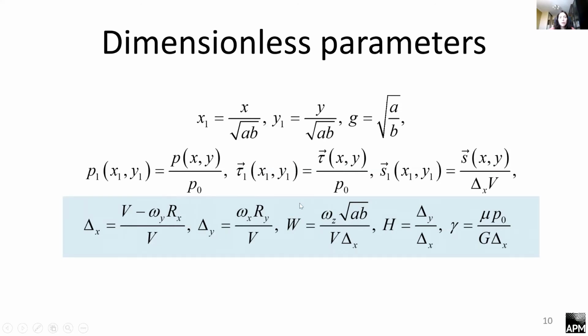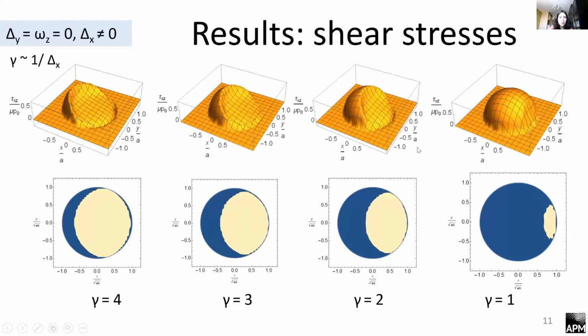In this problem, we also consider these dimensional parameters. Here I want to pay your attention to the dimensional parameters at the bottom of the picture. Here are longitudinal creepage, lateral creepage, spin, the parameter W, which describes the spin creepage, and also there is parameter gamma, which describes the coefficient of friction. Okay, let's see the results.